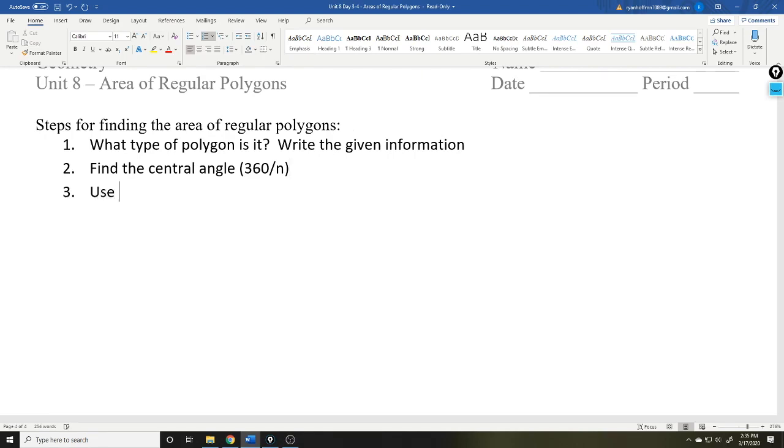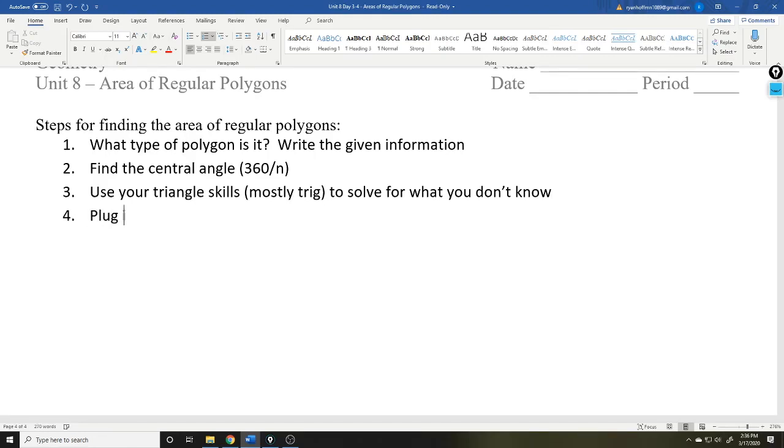Step 3, use your triangle skills. Most of the time it's going to be trig. But sometimes we'll use like 30, 60, 90 triangles and that kind of stuff to solve for what you don't know. Step 4, plug it all into the formula. And you're done.